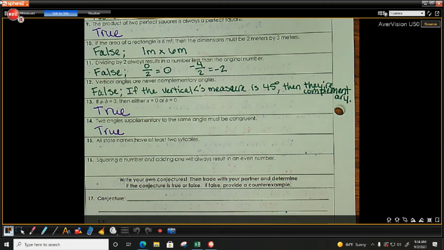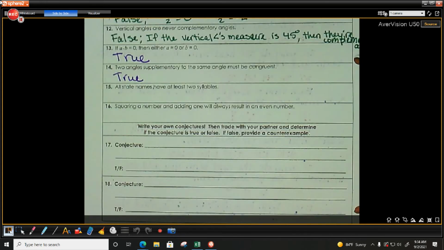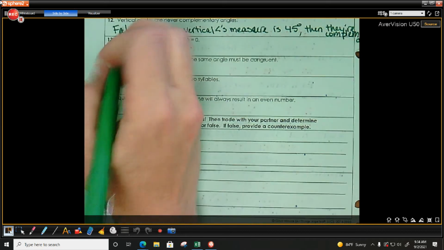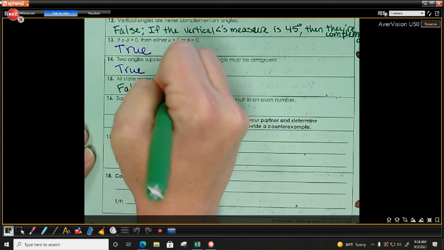Okay, so those were kind of our math conjectures. Okay. All state names have at least 2 syllables. Do what? False. What's a state that doesn't have 2 syllables? Maine. Maine. False. Maine only has 1 syllable.